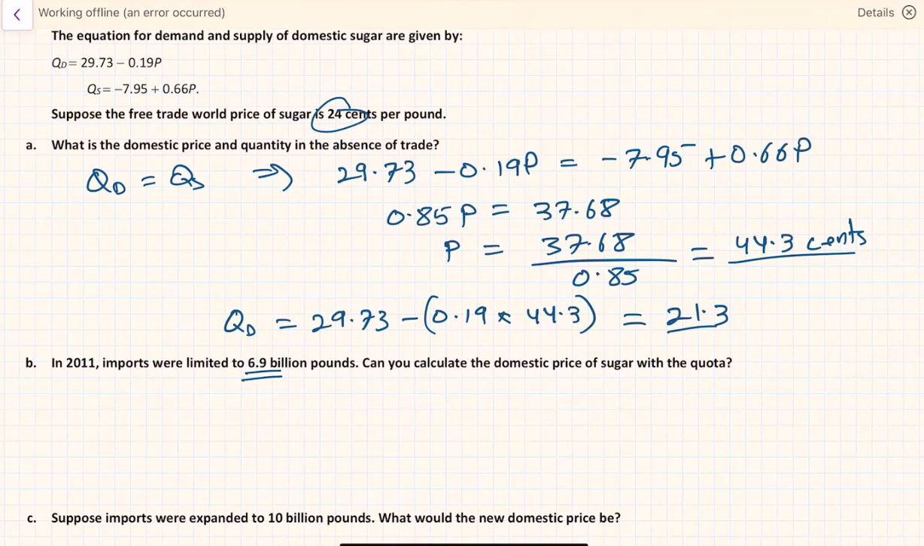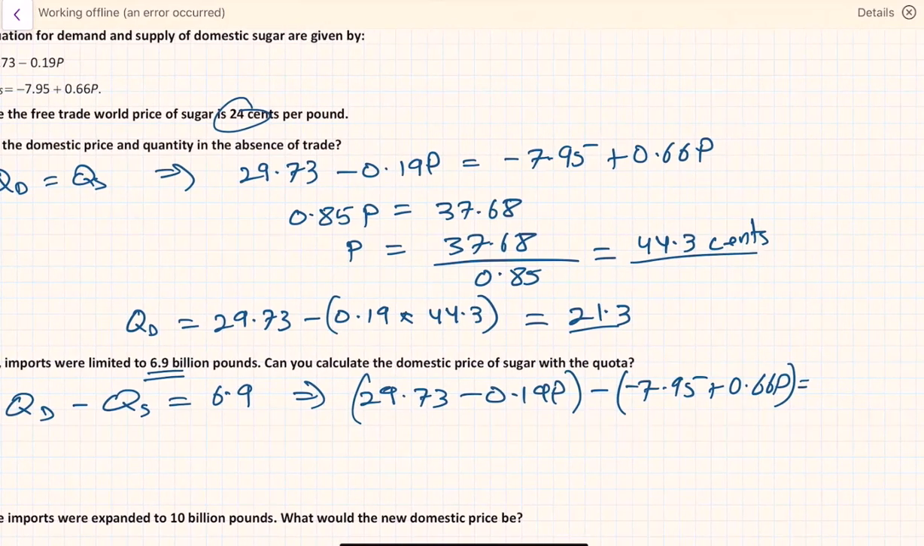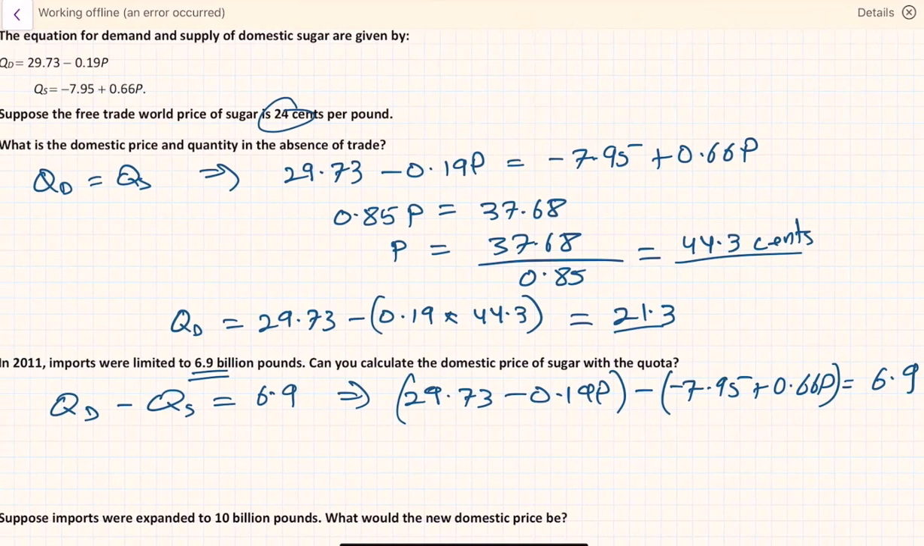Imports are when the domestic demand exceeds domestic supply. So to find the import quotas, we can do domestic demand minus domestic supply, and say that this is equal to 6.9. We can now plug in our equations. We have 29.73 minus 0.19p, this is our domestic demand, minus our domestic supply, which is 7.95 plus 0.66p, and this equals 6.9.